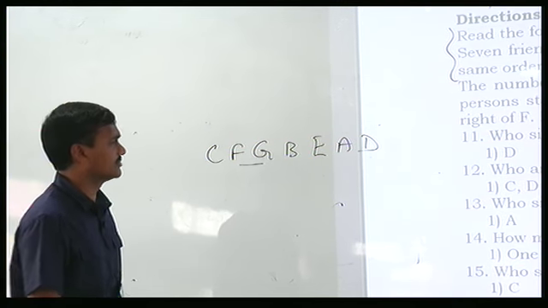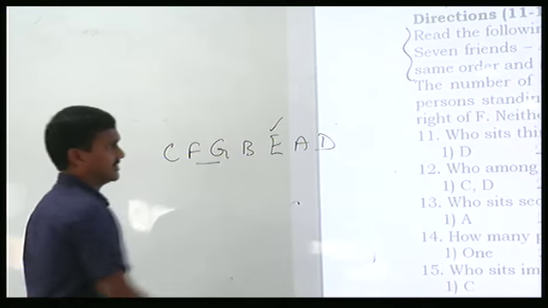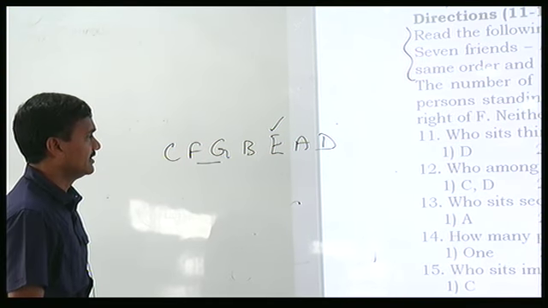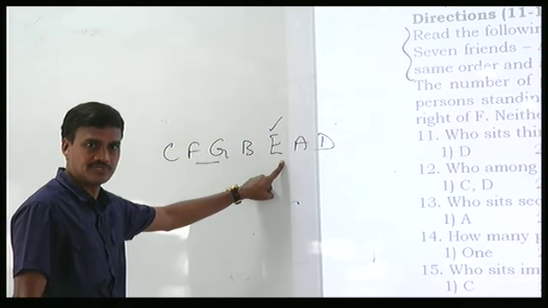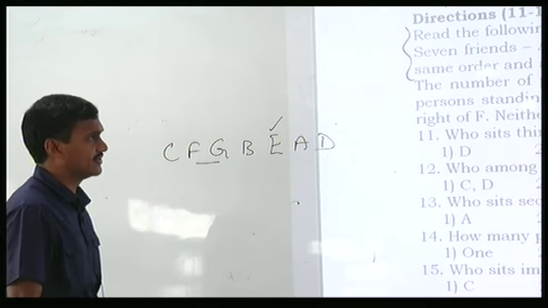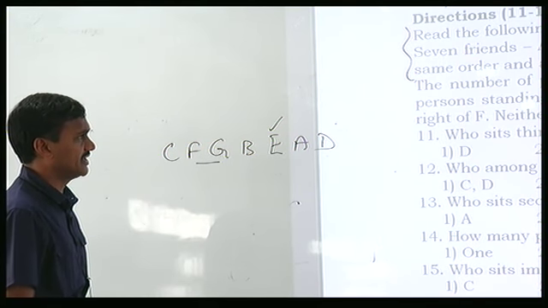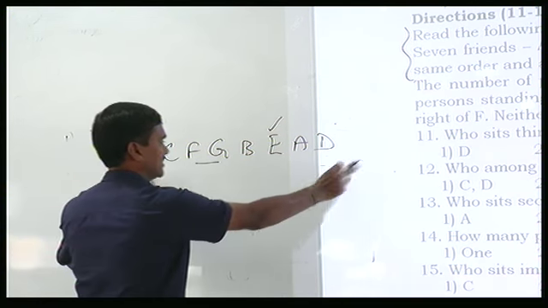And E is third from the right hand. That's also fine. And E is third to the right of F. Then neither G nor A is at any extreme. G and A are not at the extreme.